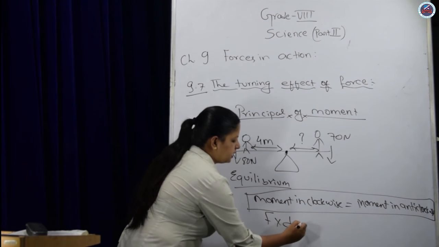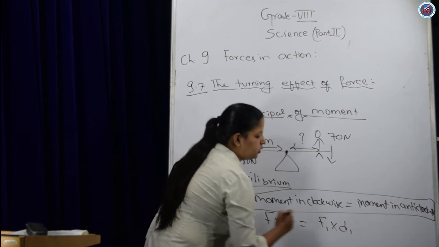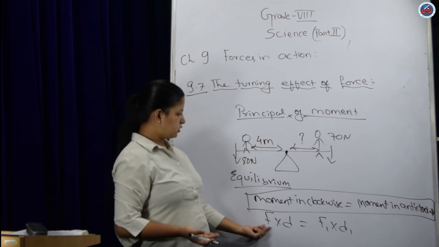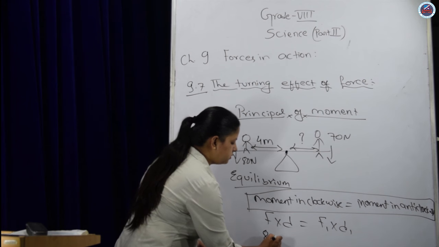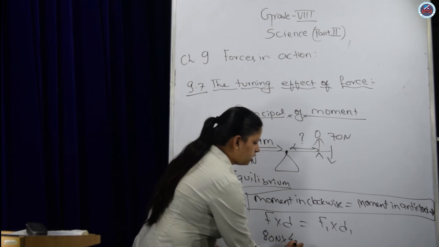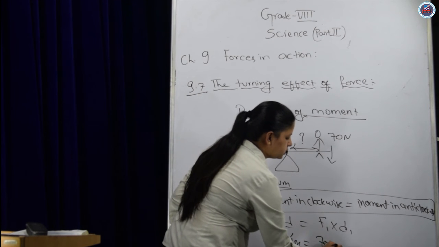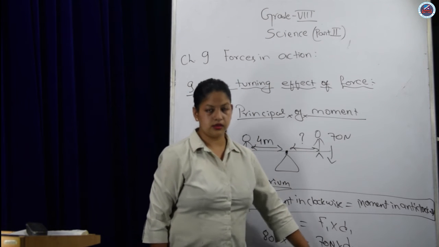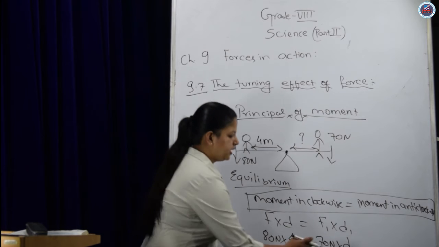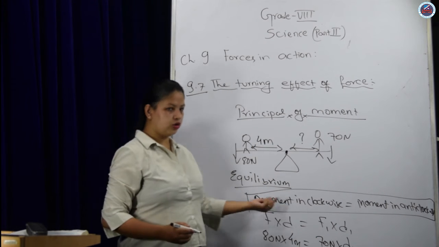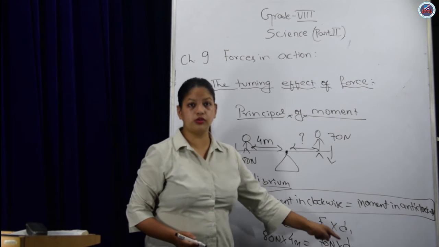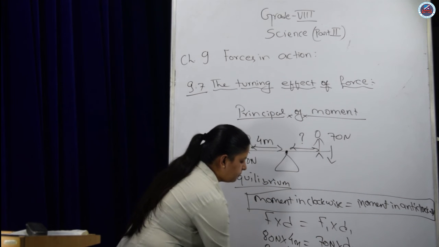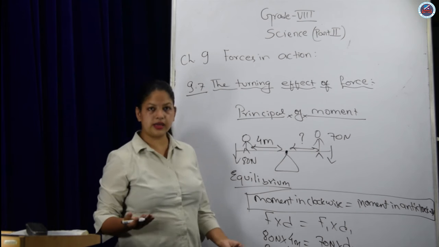F into D. Similarly here also F1 into D1. I am putting 1 because both the force and distances have to be different, not the same. So here F is 80. Distance is 4. Here F is 70. Distance you are supposed to find. Now you are calculating this, same like application of mathematics. It will stay here. Now 70 will go to the other side, but it is being multiplied, so it will go and divide. So 80 into 4 by 70.